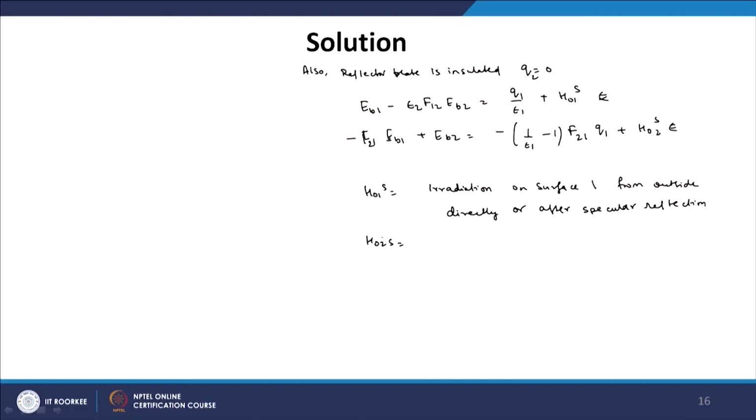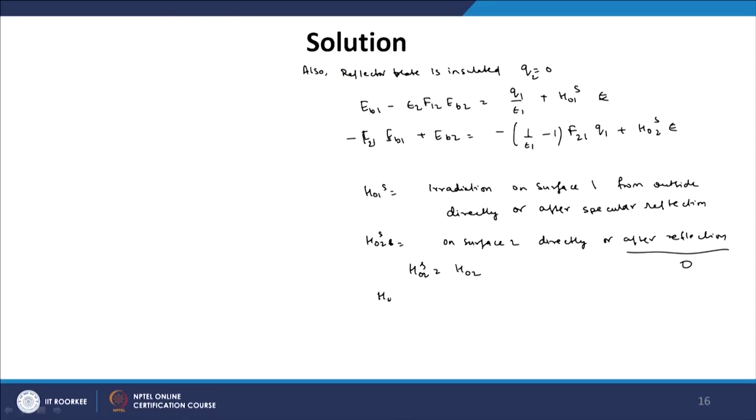Okay. H naught 2 S is similarly irradiation on surface 2 directly or after reflection, specular reflection. Okay. Now, surface 1 is not reflection, so this term will be 0. Okay. So, H naught 2 S is basically the directly received radiation only. So, H naught 2 S is basically H naught 2, that is it. Okay. There is no reflected part into this.